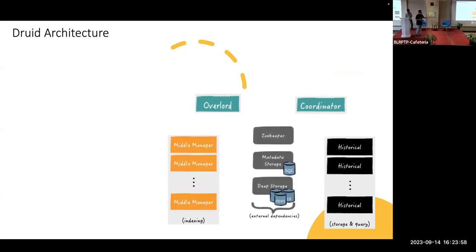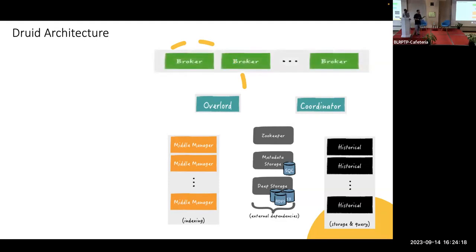Then there are some external dependencies. You see Zookeeper. Then you see metadata storage, where we use Postgres in our case, but you can use other SQL databases. Then there is deep storage, where we use S3. You could use other object stores or HDFS, and even Nutanix object store.